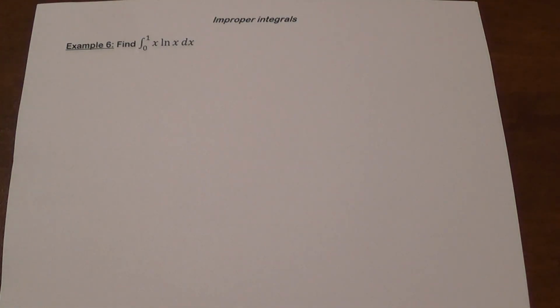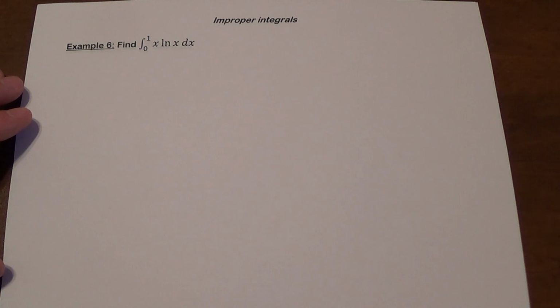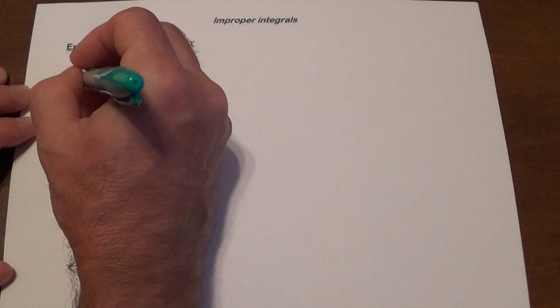Okay, next problem. What happens here is we don't have infinity as a limit. So what is the problem here? The problem here is 0. When we approach 0, the natural log of x is not defined. So we can approach 0 from the right-hand side, but we can't actually use 0. That's what makes this integral improper. That's one of the things that students sometimes overlook.